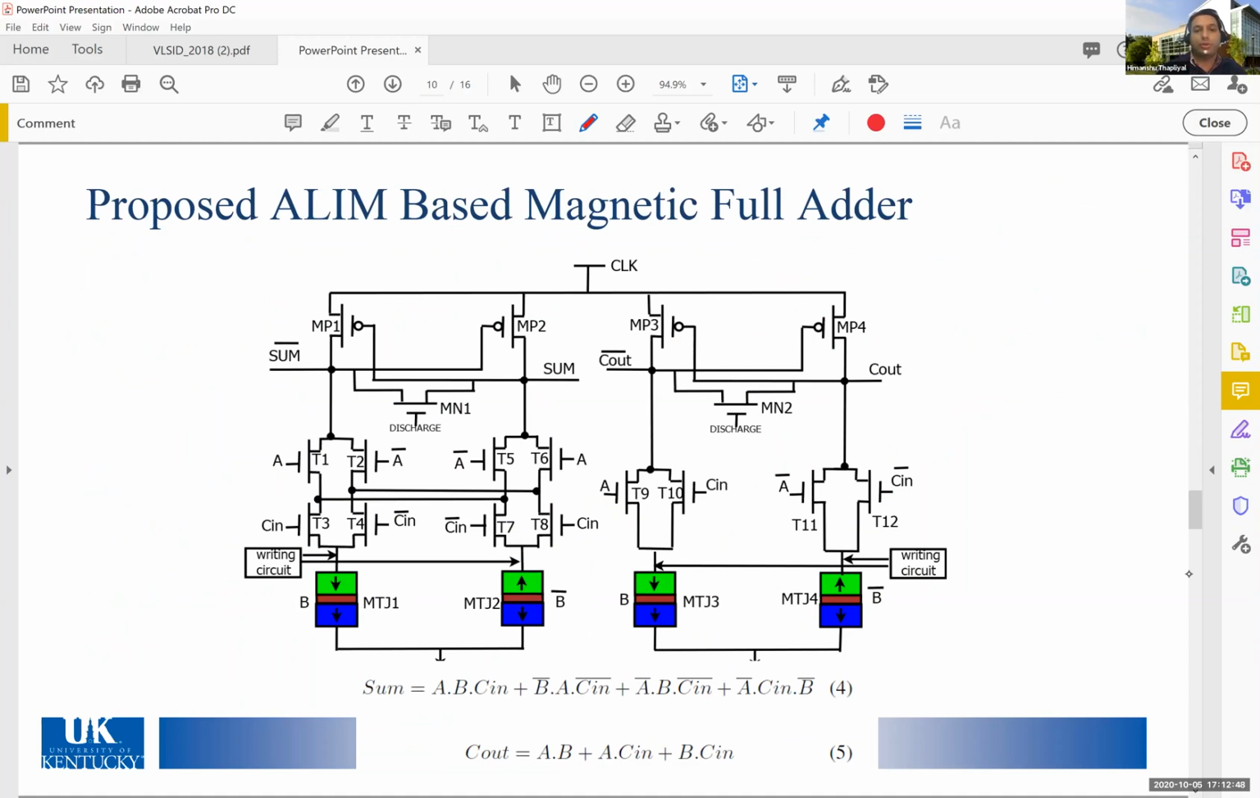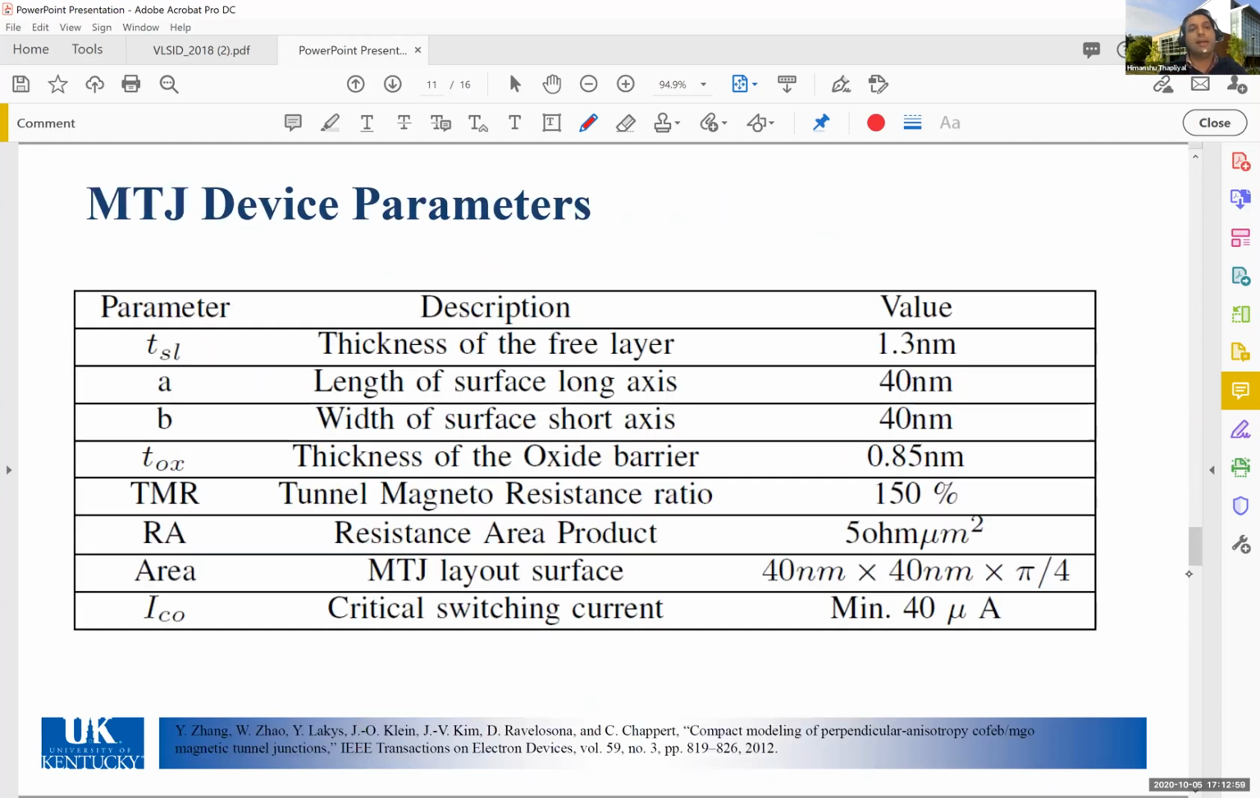This portion represents your sum block, and this portion represents your COUT block. And these are some of the logic equations that we have used to implement these circuits. Now these are the MTJ device parameters which we have used for simulation. Okay. And the next thing we want to discuss is the waveforms.